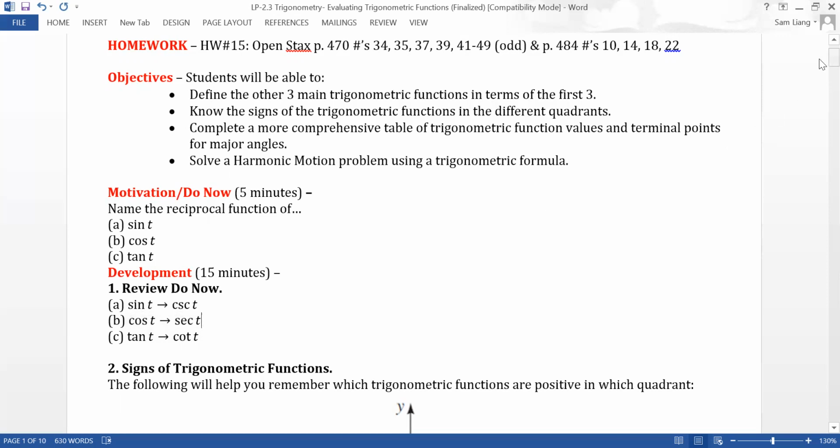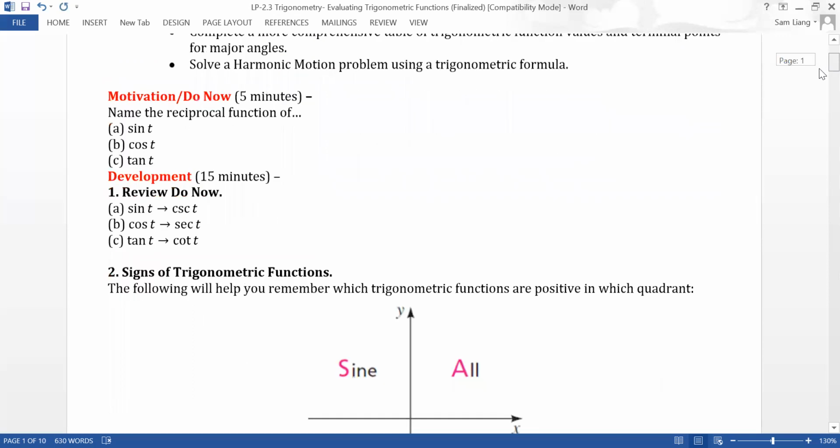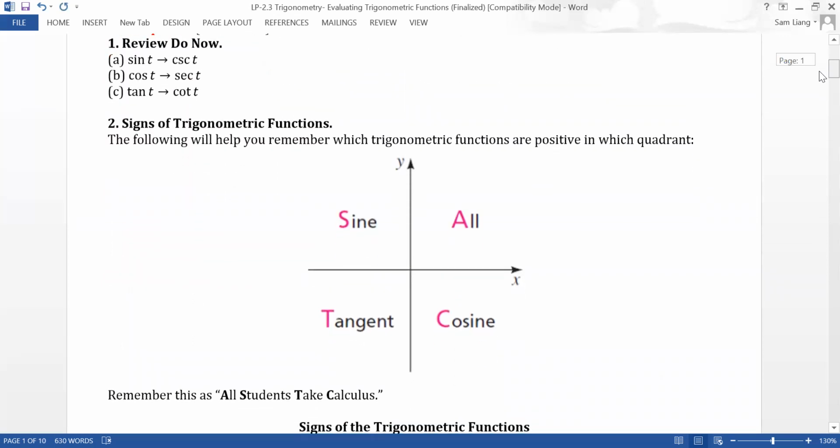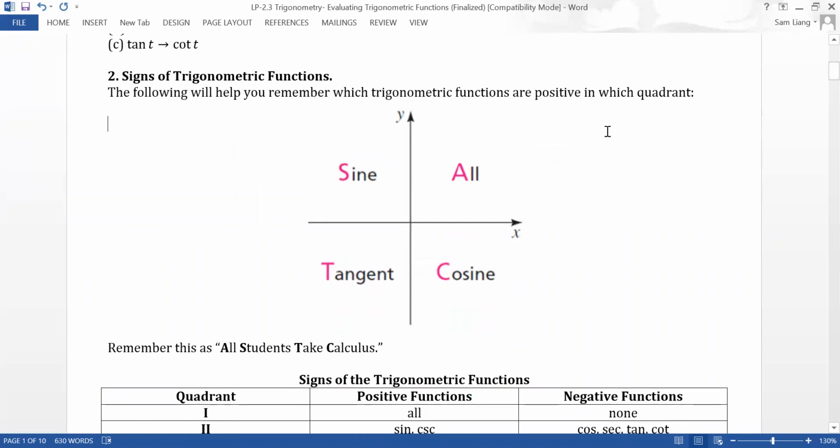All right, next, I'm going to talk about the signs of trig functions. The following will help you remember which trig functions are positive in which quadrant. You might remember this from Algebra 2. So quadrant 1, all the trig functions are going to be positive. And then quadrant 2, sine and therefore cosecant, the reciprocal function of sine, are both positive in quadrant 2. Everything else is negative. Third quadrant, tangent and cotangent are positive here. And then lastly, quadrant 4, cosine and secant are positive in quadrant 4.